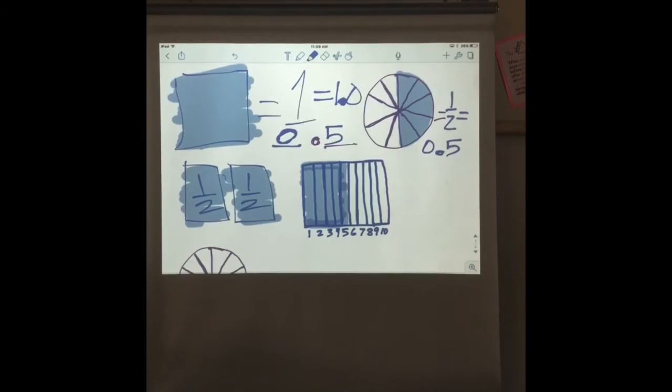Now, what if I took my shading off? Ooh, I'm going to get a little tricky on you if you don't mind. You know me. How many have I shaded in now? 2. How many now? 3. 4. 5. How much do I have shaded in? 5. I have half of them.